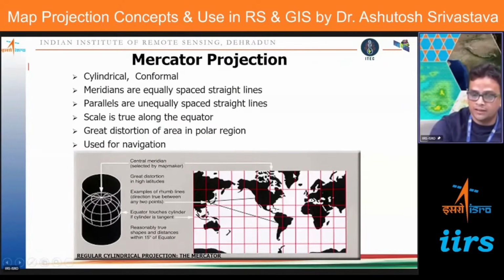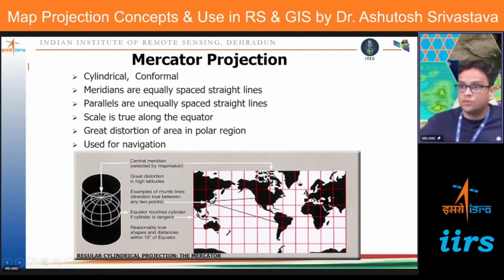In the polar region, if you can see the cursor, this place is basically Greenland. Just compare the size of this Greenland with India. Greenland is this big, it looks like an African continent itself, or half of the continent, because of the distortion.